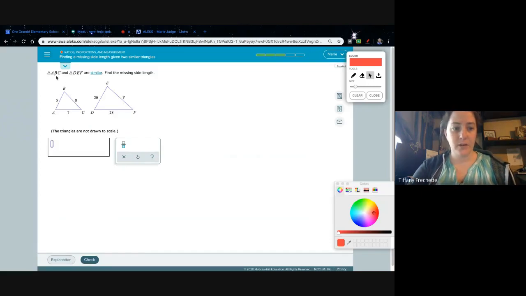All right, so we're going to do the same thing. So we're going to match it up. AB to DE. And again, it's just matching up this position. So it's the first two letters, AB to DE. So what do we multiply by to get from 5 to 20? Multiply by 4.